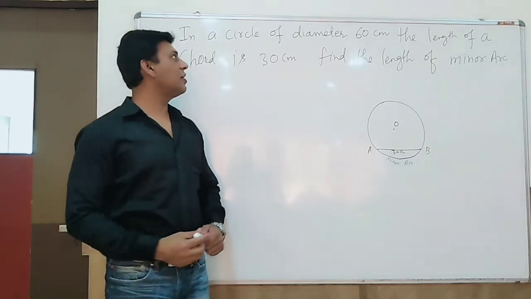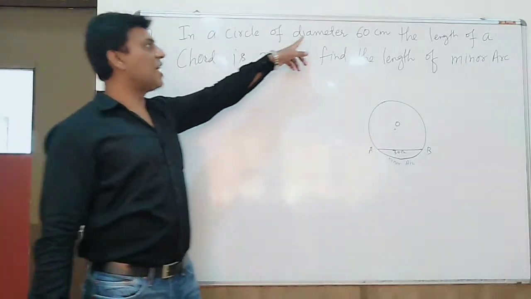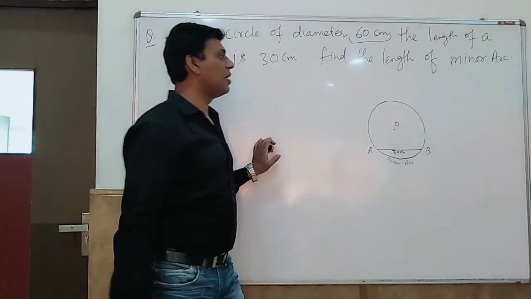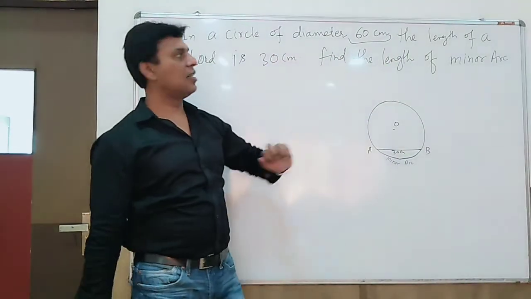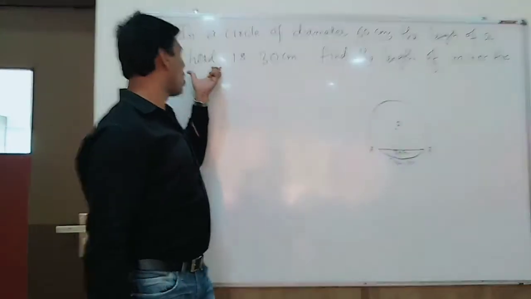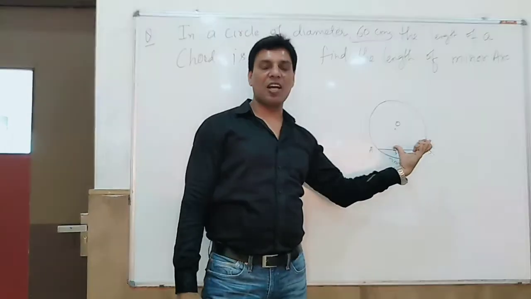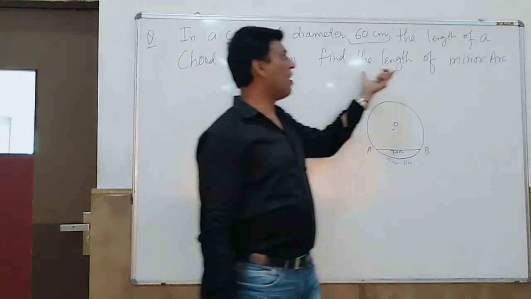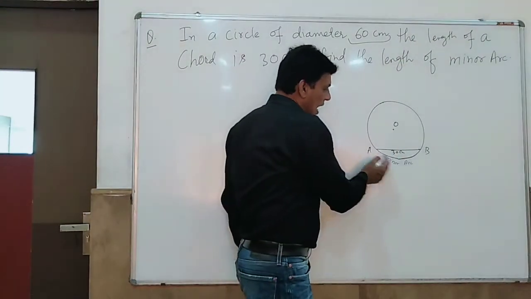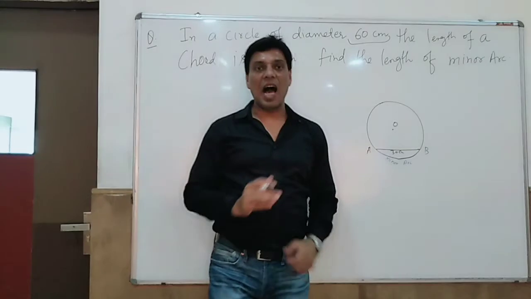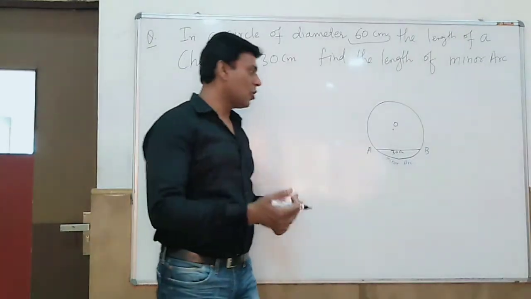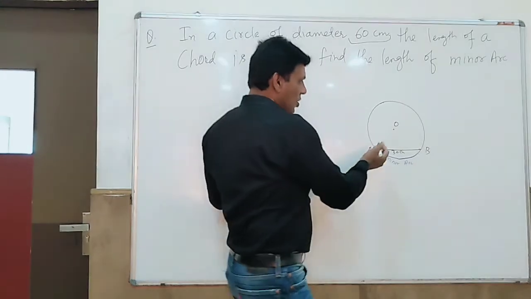Now see this question. In a circle of diameter 60 centimeter, the length of a chord is 30 centimeter. So a circle of diameter 60 centimeter is given. I have drawn the circle. AB is the chord, 30 centimeter. So find the length of the minor arc. I have to tell the length of this arc. The arc, radius and angle are related. So we will continue this question.